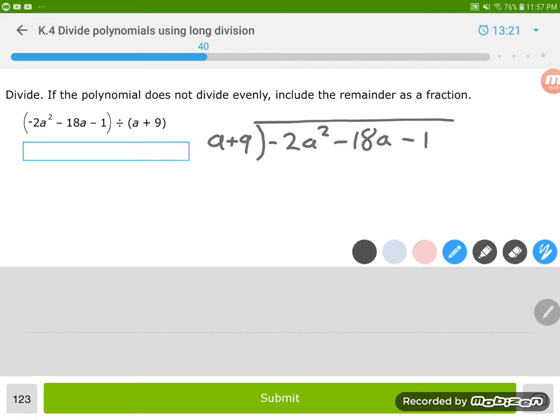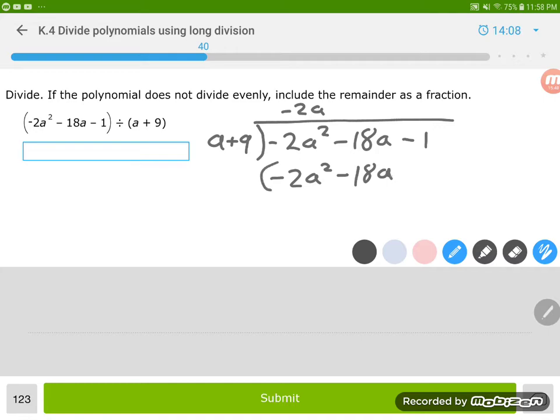So we will do a divided into negative 2a squared. So negative 2a squared divided by a, what does it equal? Well, that's just going to equal negative 2a. Now, if that's confusing for you, think of it this way. What would have to multiply a to make it become negative 2a squared? And well, that's just going to be a negative 2a. So negative 2a times a is equal to negative 2a squared. And then negative 2a times negative 9, well, that would be a negative 18a.